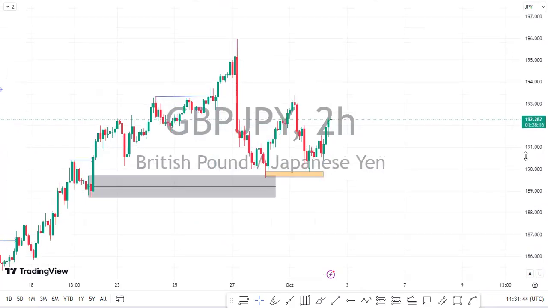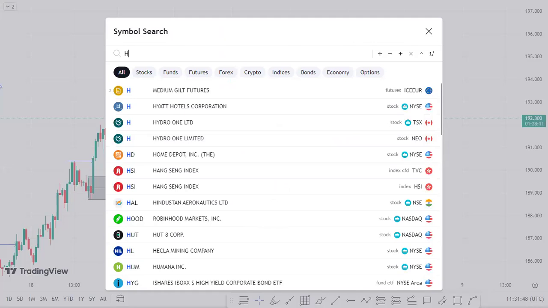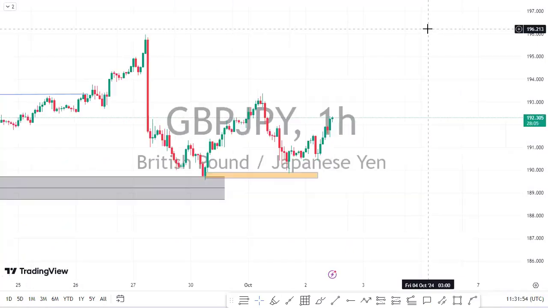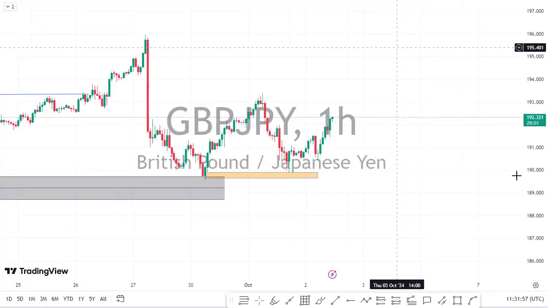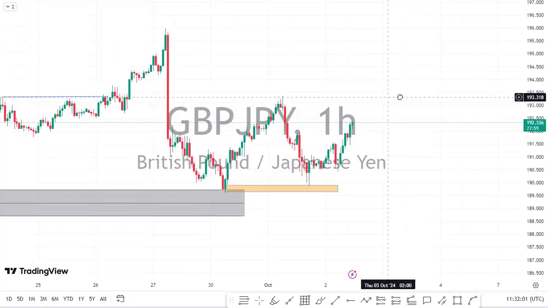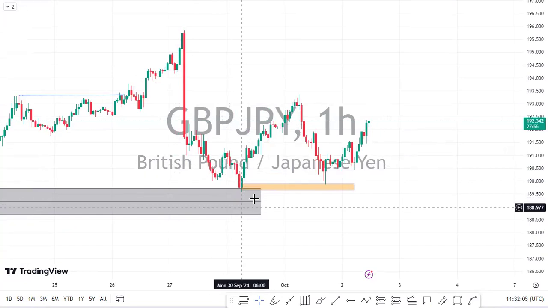So on 2 hours, let me go to 1 hour. H1. Now H1, let me go to another. Oh, why did I leave this trade? It was a fantastic trade. So H1, we have our 4 hours order block mitigated.